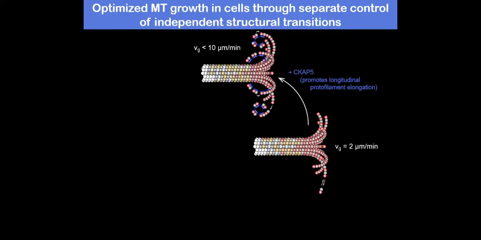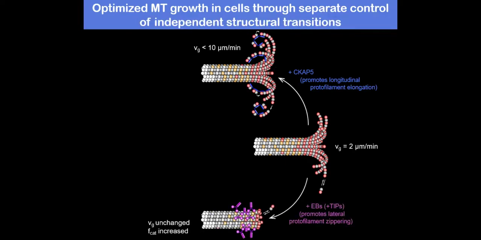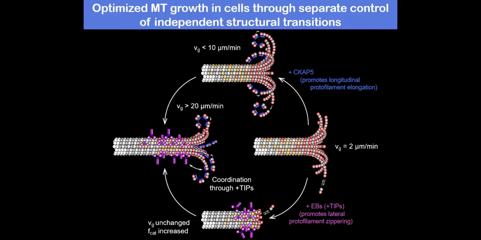While CLASP-catalyzed protofilament elongation can increase the microtubule growth rate, microtubules can only grow as quickly as protofilaments close into a tube, and the formation of protofilament lateral interactions becomes rate limiting. EB1, on the other hand, binds between protofilaments and may promote protofilament zippering, but does not increase the rate of tubulin dimer addition. Only if both structural changes are optimally coordinated do microtubules grow at the high rates, exceeding 20 micrometers per minute, observed in mammalian cells.